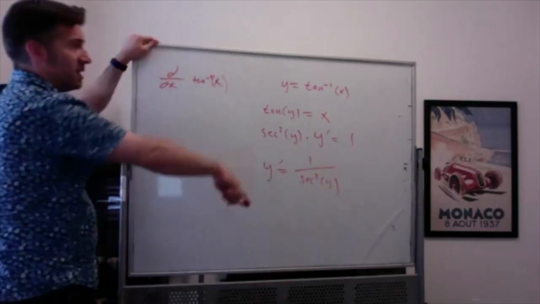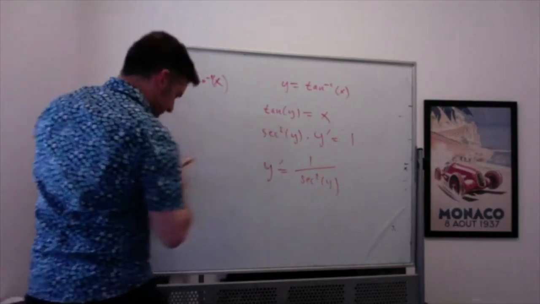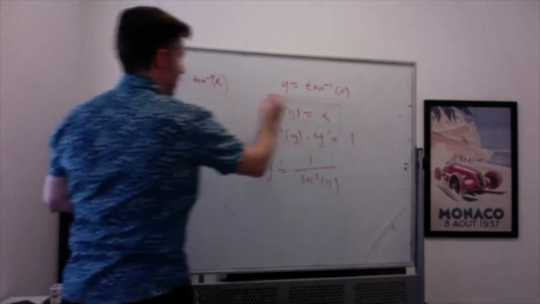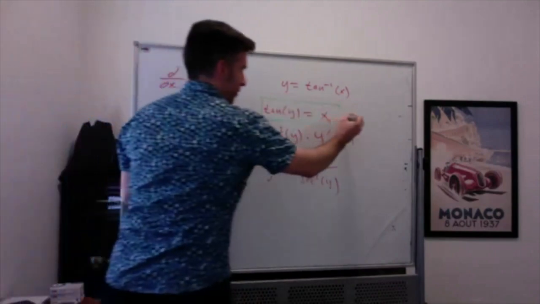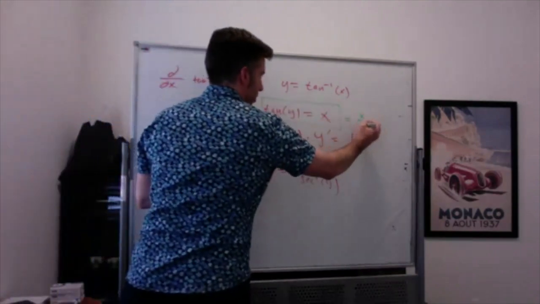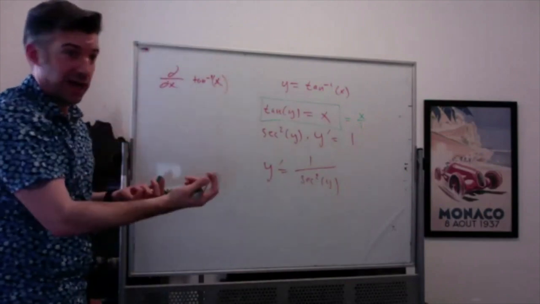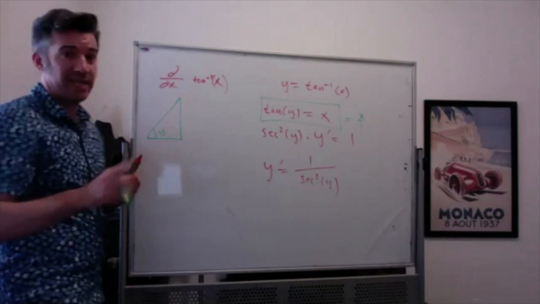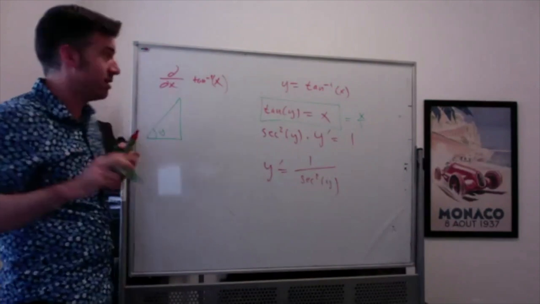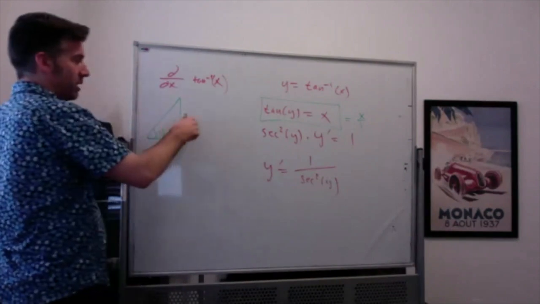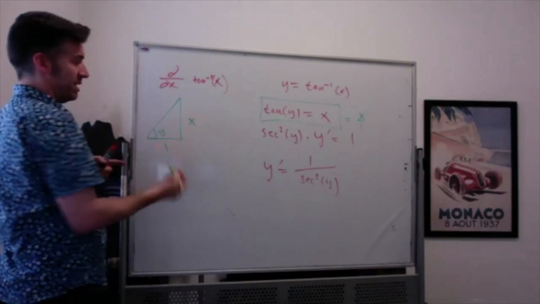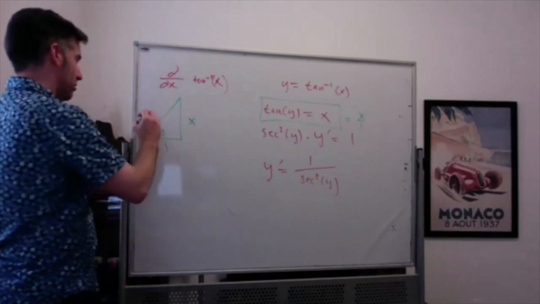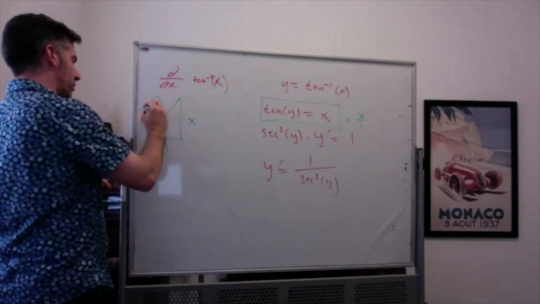And then to figure out what secant squared of y was, I would go back to this. Tangent of y equals x. Or if you prefer, tangent of y equals x over 1. But now it's tangent, not sine. So I'm going to draw my triangle saying, okay, well, tangent of y. Tangent is opposite over adjacent. So tangent of y is x over 1. So opposite over adjacent is x over 1. And then I find the third side using the Pythagorean theorem, which is the square root of x squared plus 1.